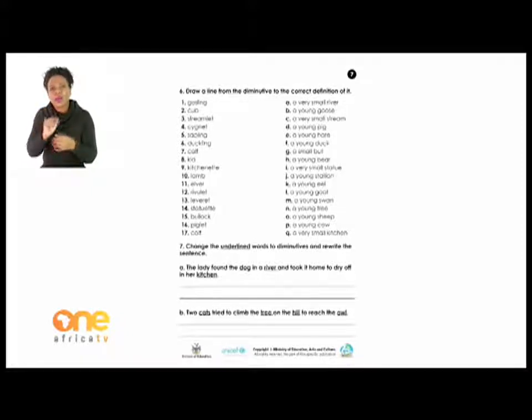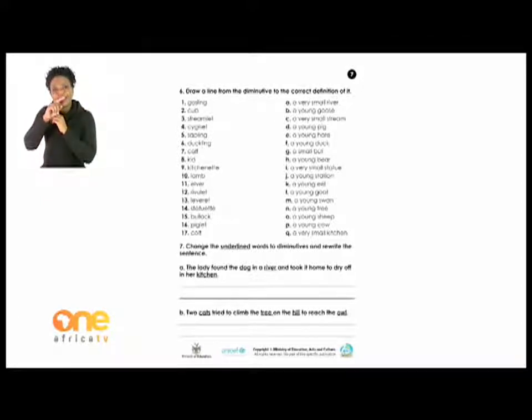Now, let us do the rest on our own. But before that, let's proceed to activity 7, which reads, change the underlined words to diminutives and rewrite the sentences. The lady found the dog in a river and took it home to dry off in her kitchen. The underlined diminutive nouns there are dog, river, and kitchen. So, if we are to rewrite that, the sentence would read as follows. The lady found the puppy in a rivulet and took it home to dry off in her kitchenette. So we can move on to B and do the rest.